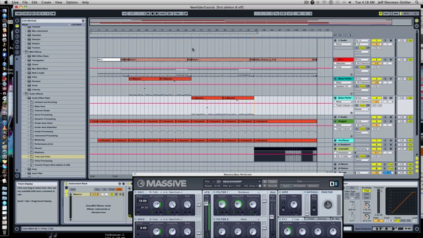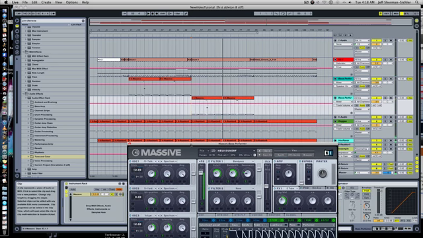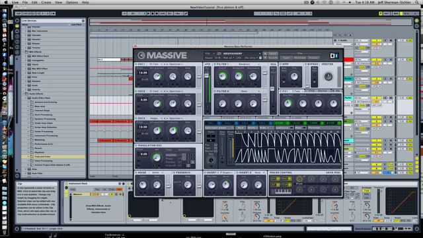So let's go over the second patch. I'll play it one more time for you guys. So they're a bit similar. The main difference I made was in performer.